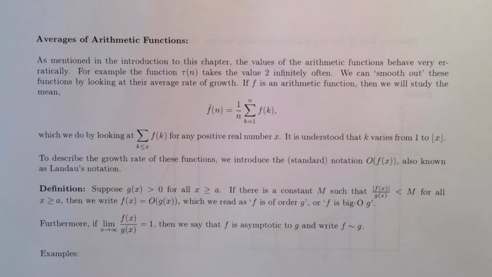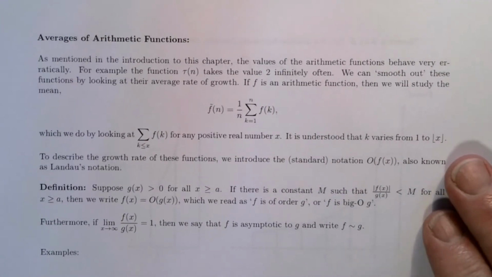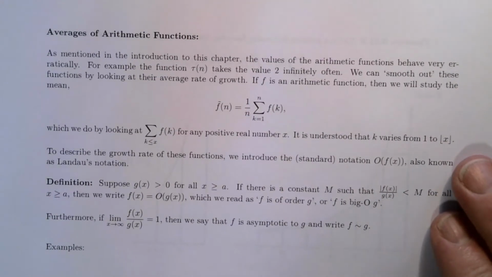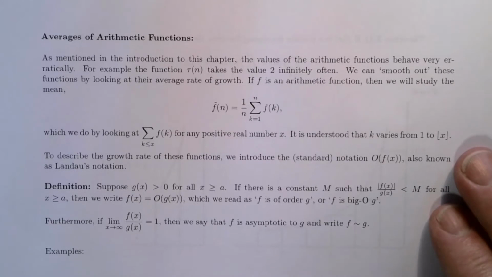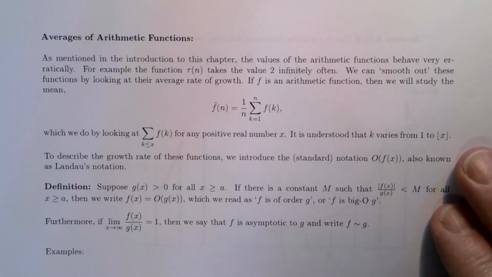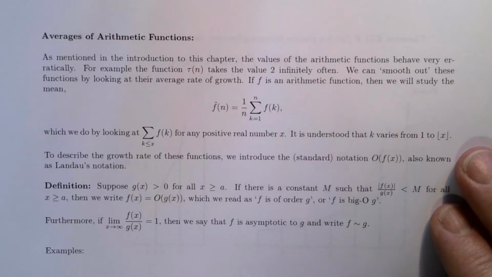Well, hello, welcome again to our journey into number theory, and we're going to move on now and start having a look at the averages of arithmetic functions. As mentioned earlier, the values of the arithmetic functions behave very erratically. For example, the function tau of n, which counts the number of divisors of n, takes the value 2 infinitely often whenever n is a prime.